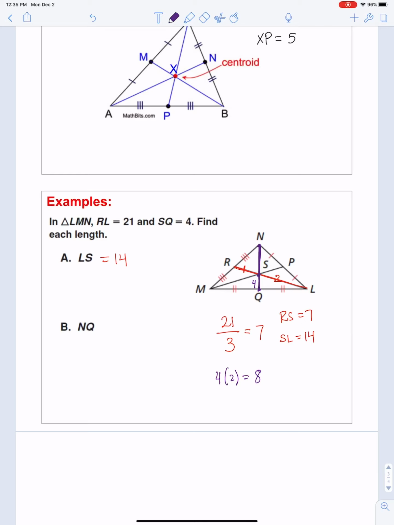So NS would be 8, SQ is 4, so if I add those together, 8 plus 4, I get 12. So NQ would be 12.